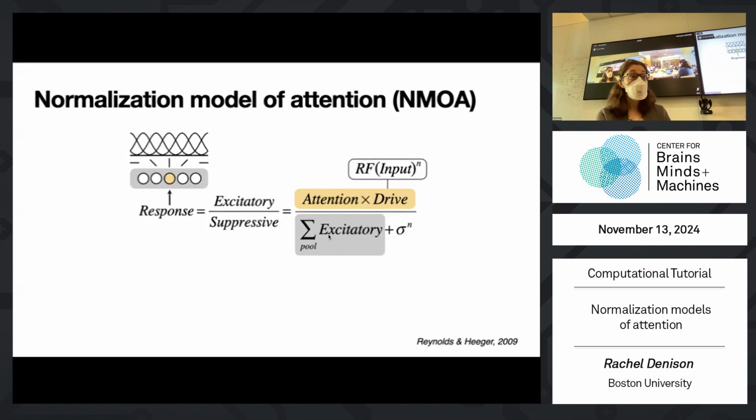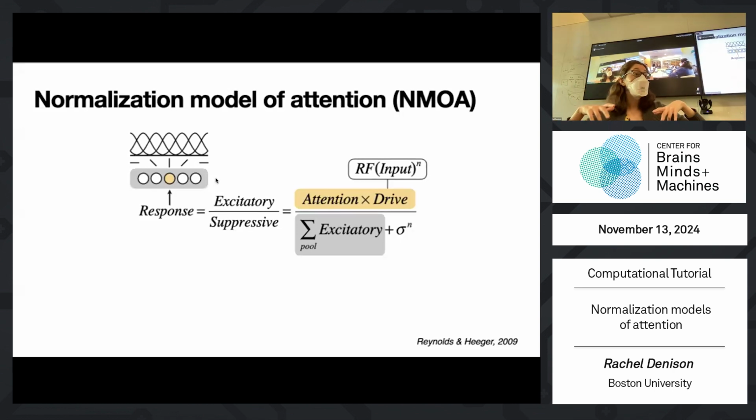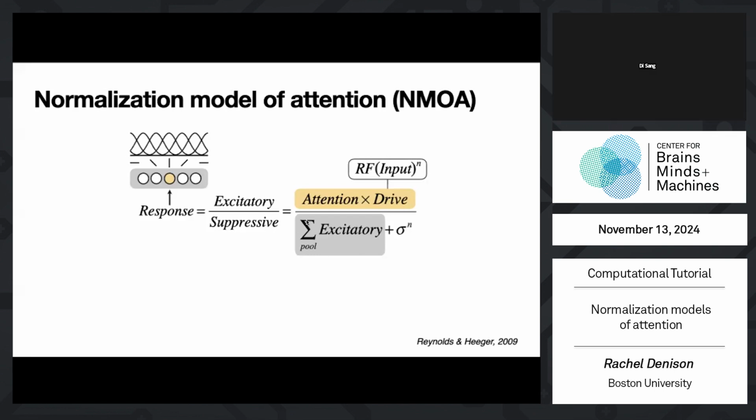And then again, in the denominator now, we have the suppressive drive, which is just as before, the sum of the excitatory drive to this broader pool of neurons. In this case now, the pool is neurons that are tuned to all the different orientations. So you can imagine neurons tuned to a pool of surrounding space. You can imagine neurons tuned to a pool of surrounding feature space. In this case, its feature is orientation. So we have the neurons tuned to all different orientations here. Okay, just giving you different examples of how this can play out in neural populations with different kinds of tuning.